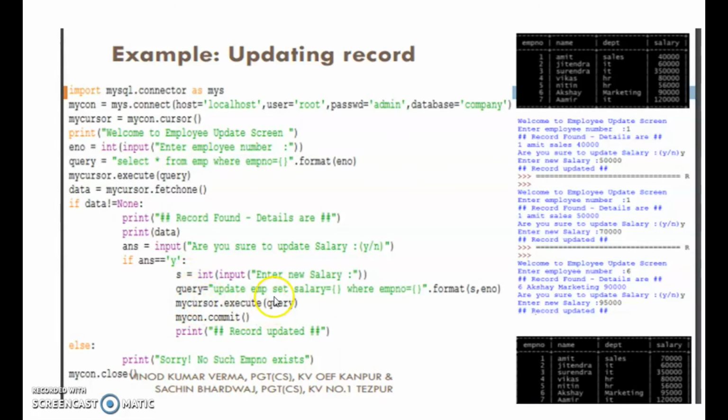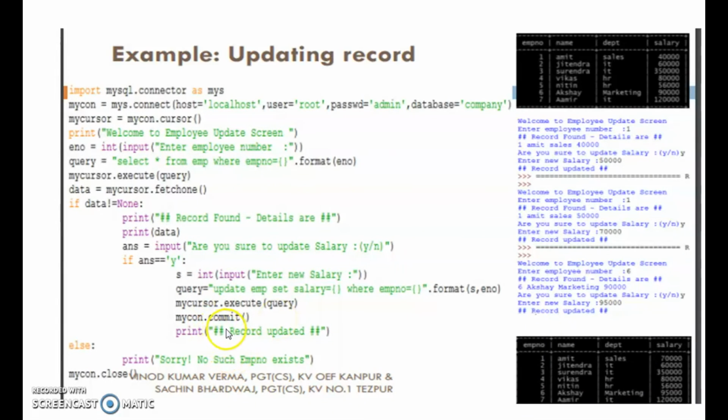Then query: update EMP set salary is equal to curly braces, where EMP number is equal to curly braces. Here we are sending two variables, S and ENO. When executing this statement, the first curly brace will be substituted by this S, the second curly brace will be substituted by ENO. So our final statement is like update EMP set salary is equal to S where EMP number is equal to ENO. See here the instruction is update. Then mycursor.execute query.